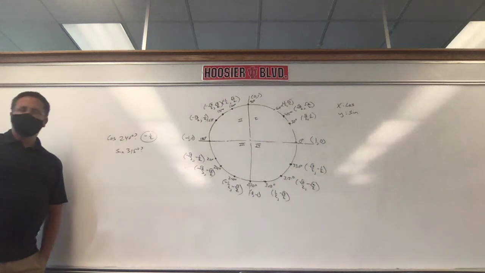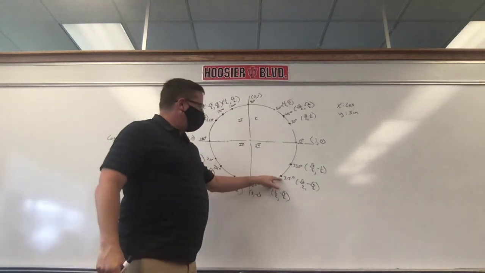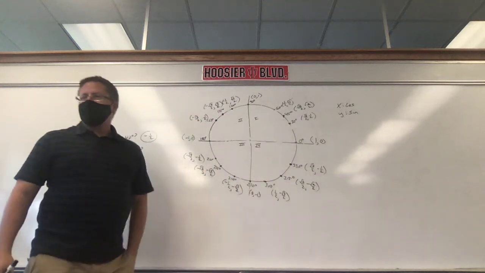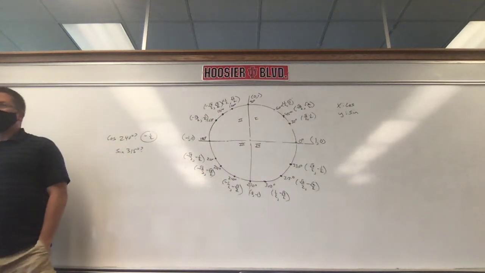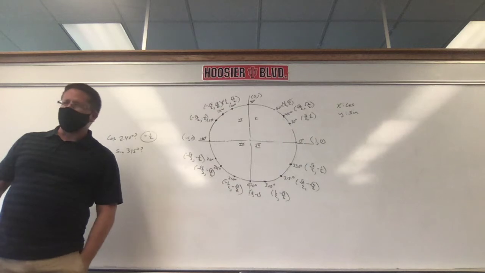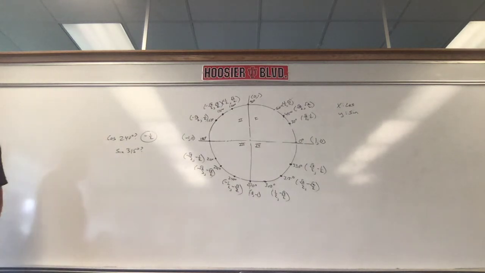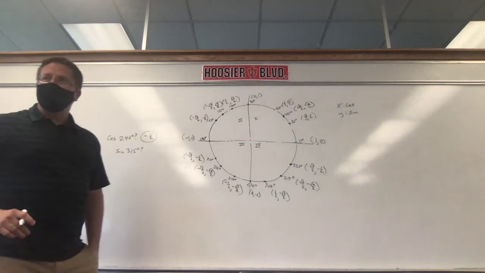Negative radical 2 over 2. You go to 315 degrees, sine's what? The first or second value? Second, negative radical 2 over 2. And again, the calculator's not going to say negative radical 2 over 2. It's going to say like negative 0.707 or something like that. I'm not sure. It's going to round it off to a decimal. But these are exact answers. Okay? And that's what I want, exact answers.